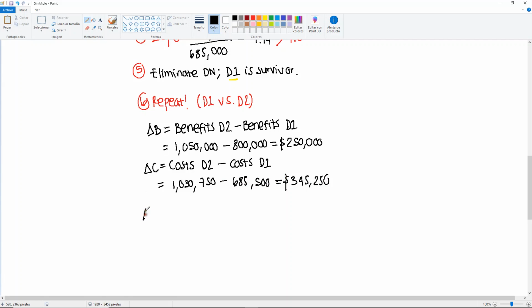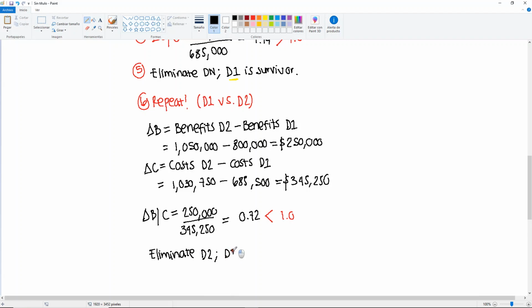Okay. And then we get the ratio for the benefit cost, 250,000 divided by 345,250. This would give us 0.72, which is going to be less than 1.0. So in this case, we eliminate the one with the higher total cost, which in this case is going to be D2, and D1 is a survivor.